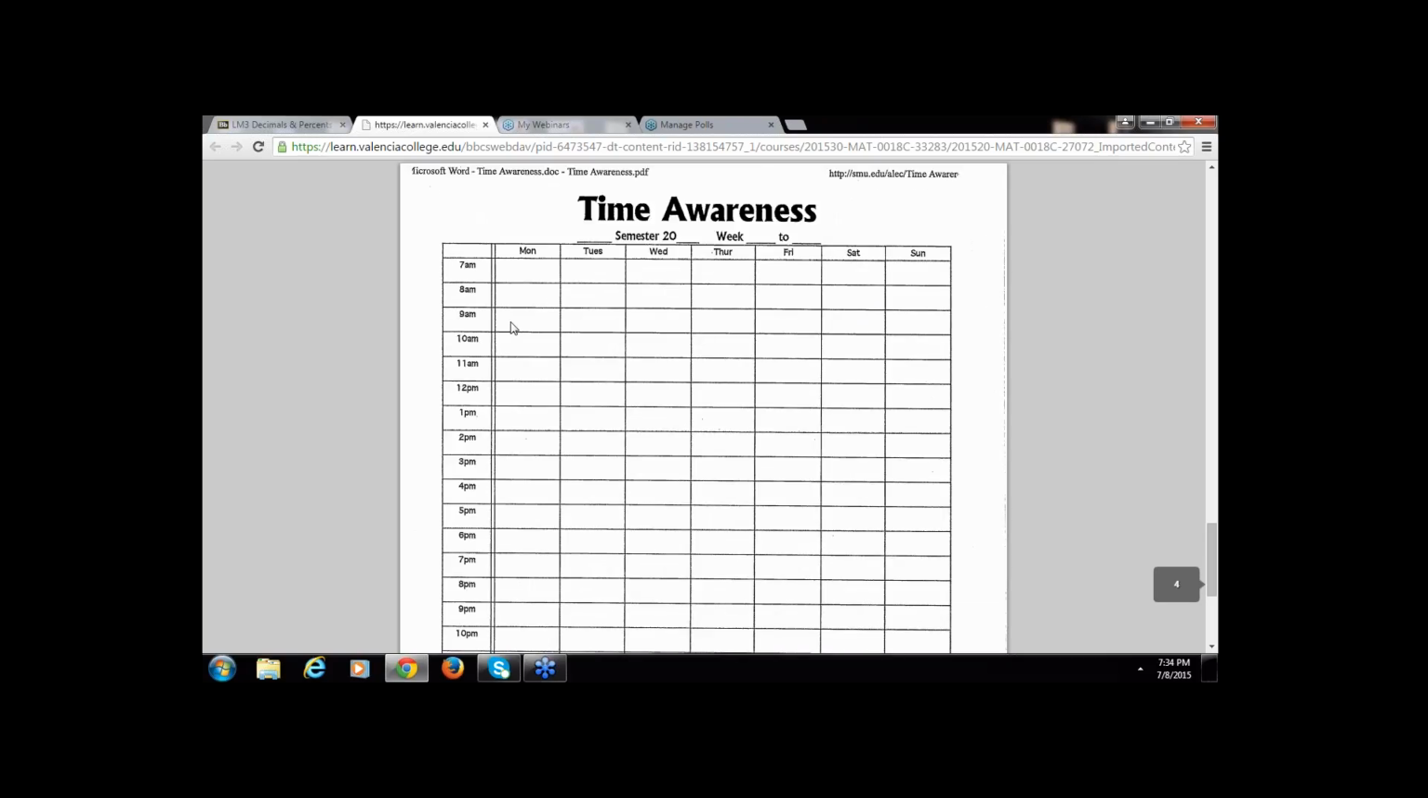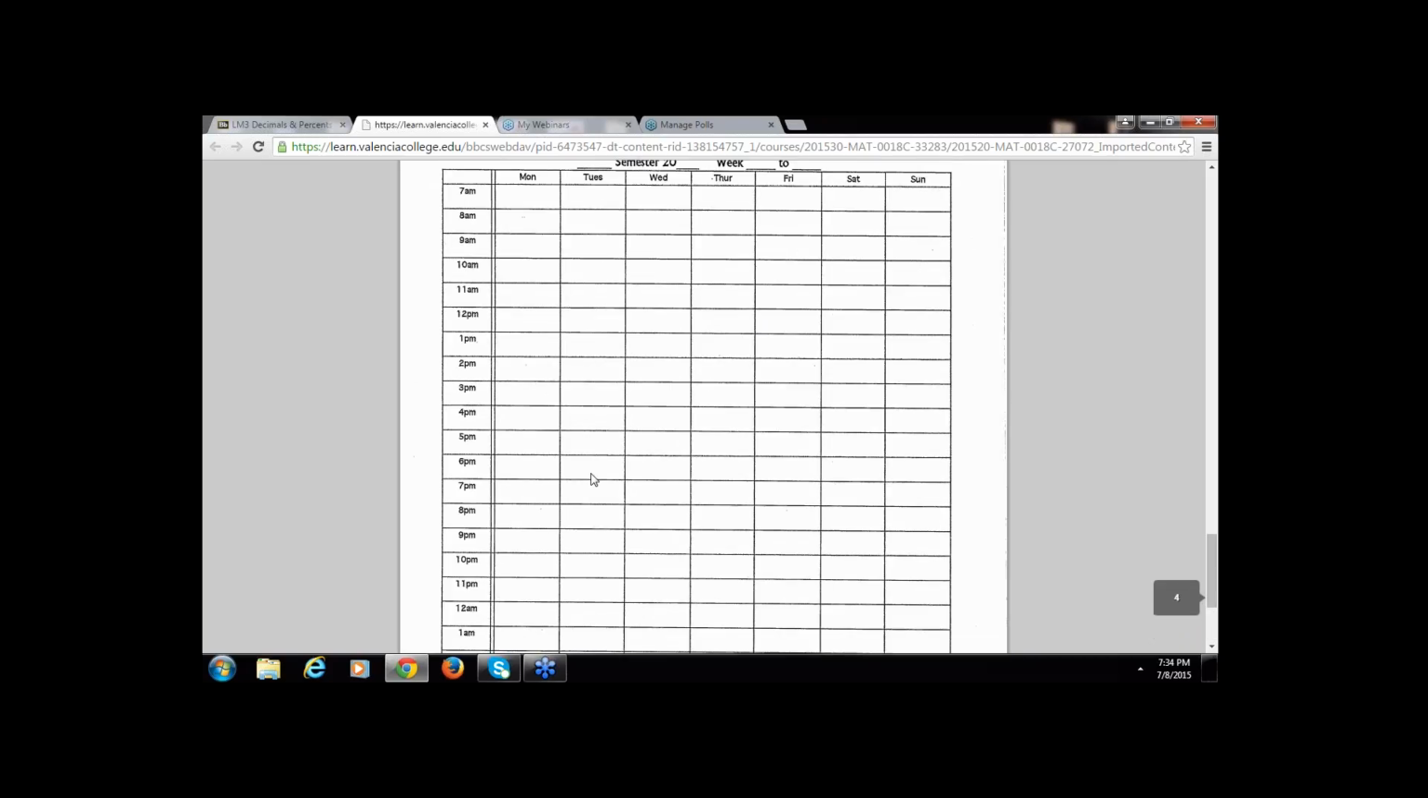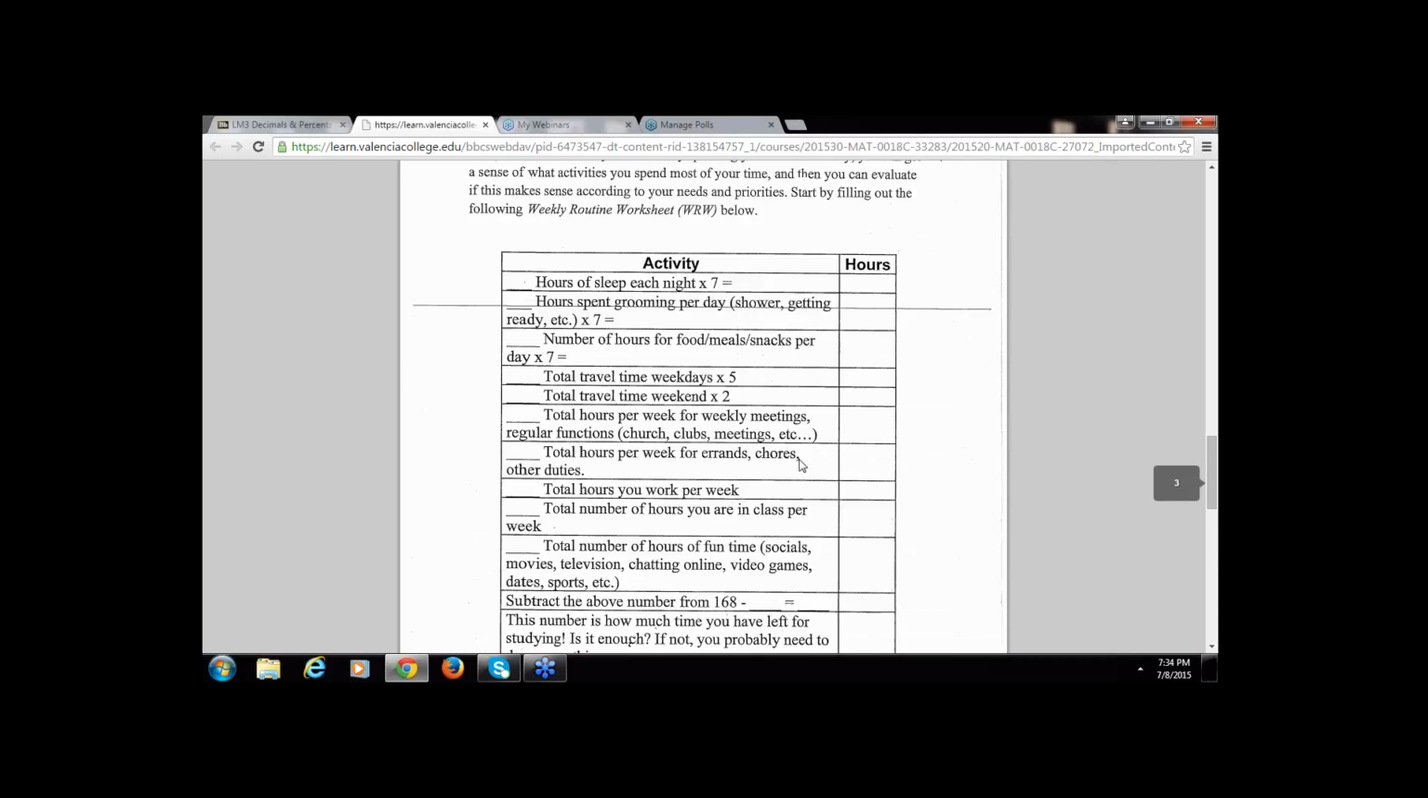In this second part, I want you to be more specific. I want you to actually estimate when you're doing these things. When are you grooming? When are you sleeping? When are you eating? When are you at work? When are you in class? Again, it's a pretty good estimate. You don't have to tell me everything about your personal life. You can keep it in these categories.